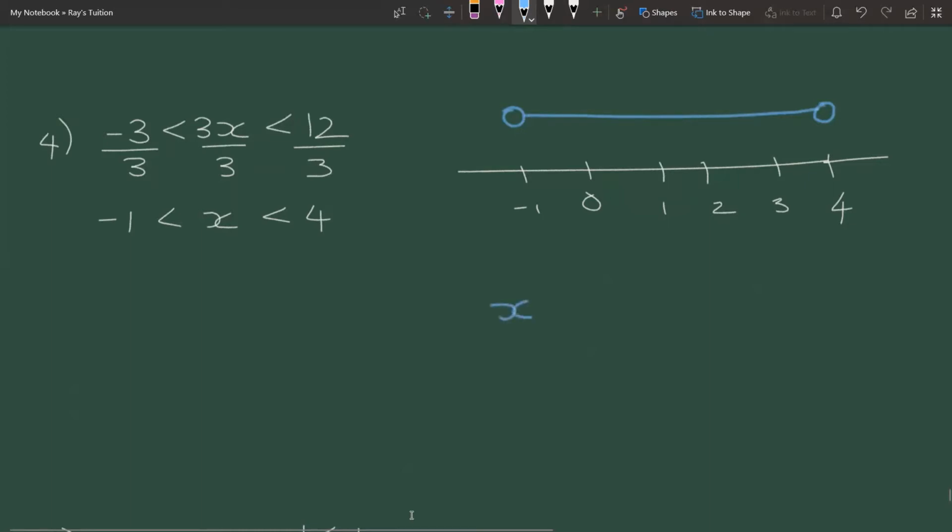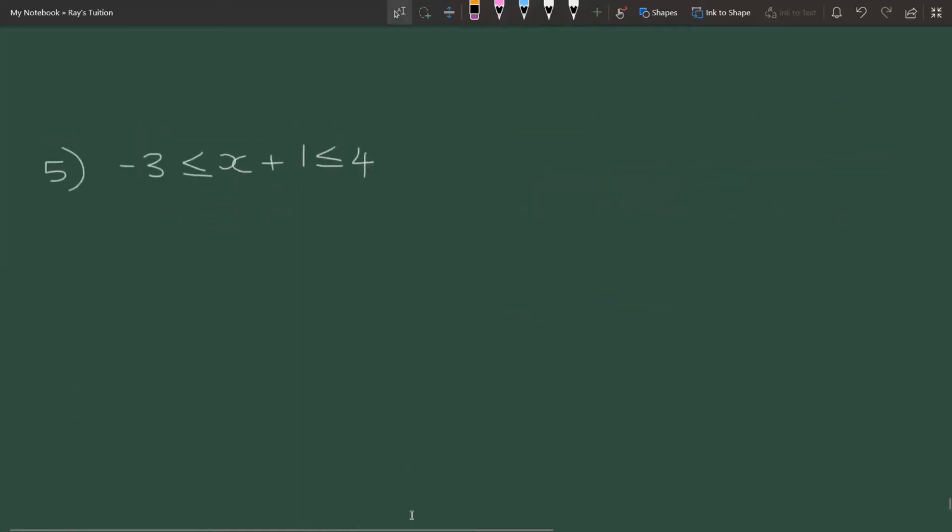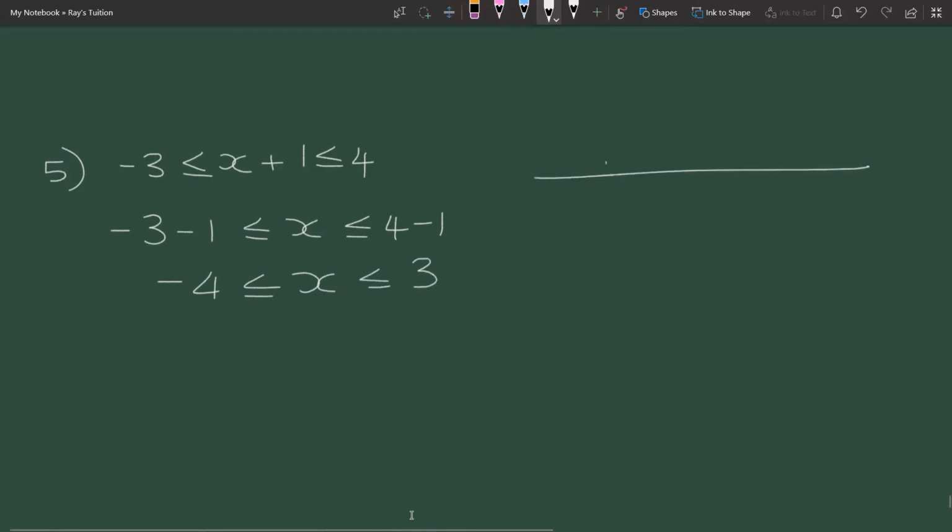For set builder notation, again, because they're both excluded, we're going to have -1 to 4, and they both have round brackets because they're excluded. Okay, for the last one, let us get rid of that 1 by subtracting it on both sides because it's added. So this is -3 - 1 is less than or equal to x, and x is less than or equal to 4 - 1. So we have -4 is less than or equal to x, and x is less than or equal to 3. So again, on the number line, I'm not going to put all of the numbers in the middle, but we have -4 and 3.